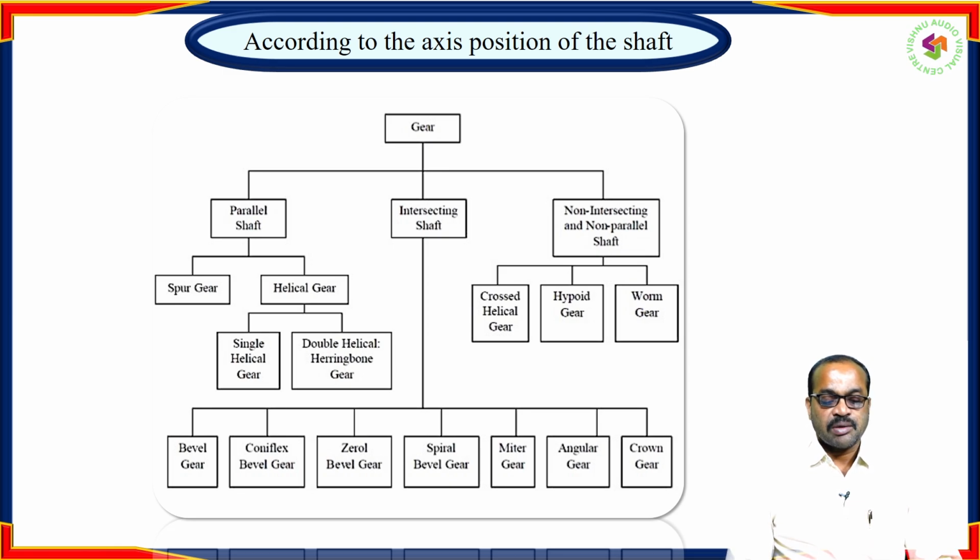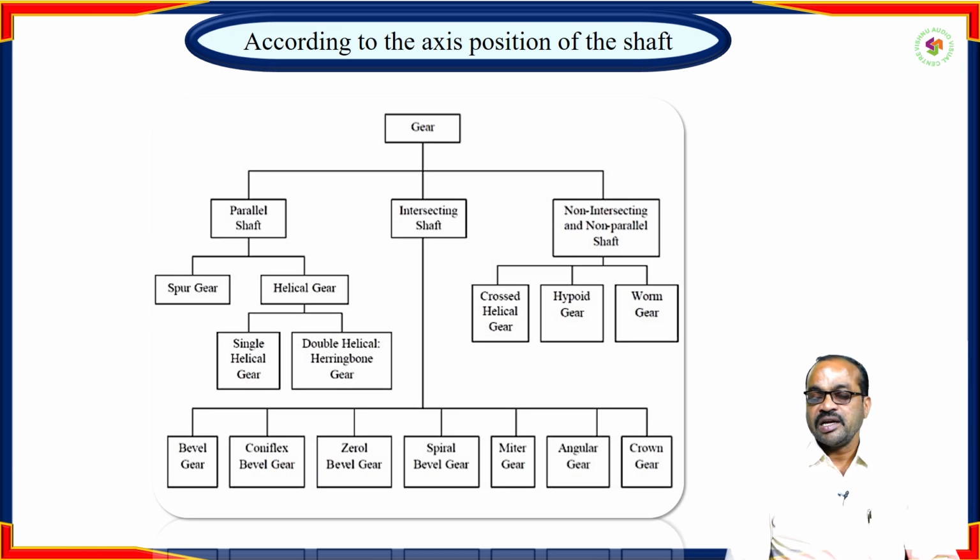So under the parallel shaft come spur gear and helical gear. Helical gear has one more subdivision: single helical gear and double helical gear. Single helical gear in the sense a single gear only will be placed on the shaft. Double helical gear, another name is herringbone gear, in the sense two helical gears will be attached together to produce or transmit more power. That purpose we are using double helical gear.